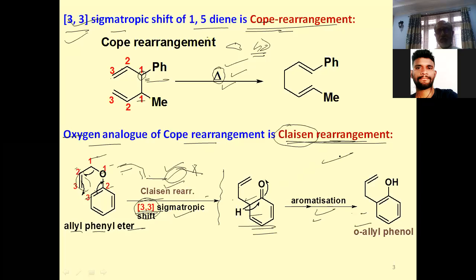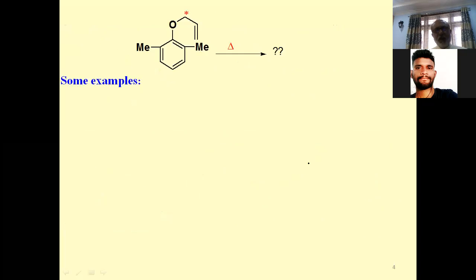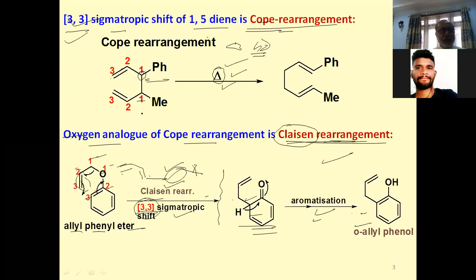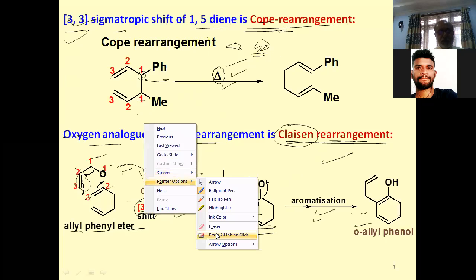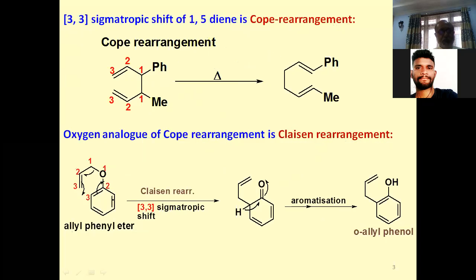And this reaction is known as Claisen rearrangement. We will come to the details of Claisen rearrangement later. It is just an introduction. In the Claisen rearrangement, you have seen this: this allyl group has migrated to the ortho position, where there was one hydrogen.